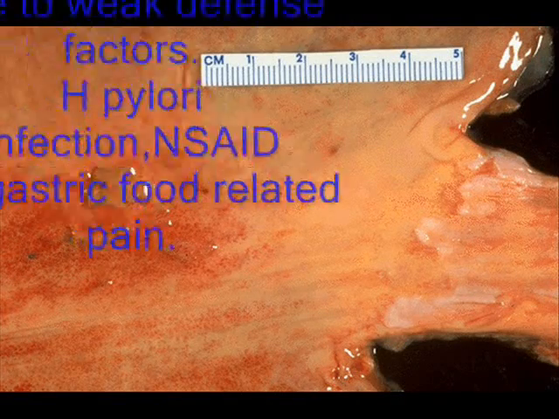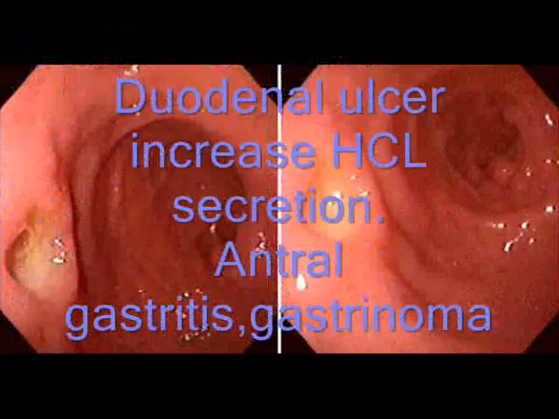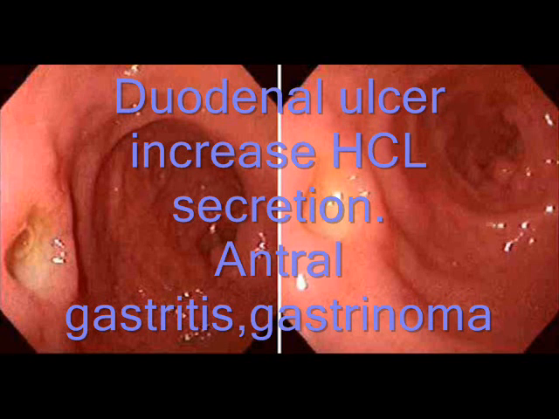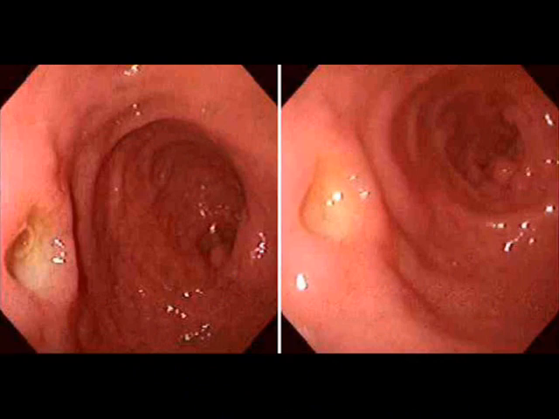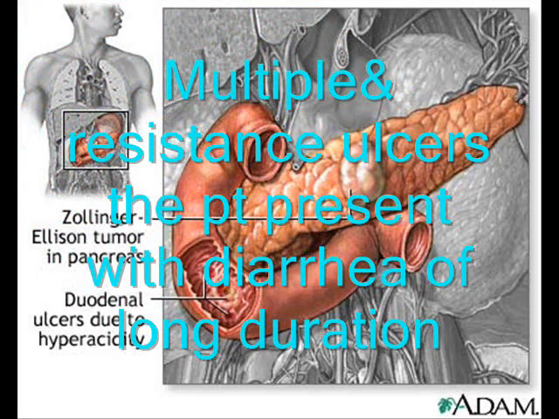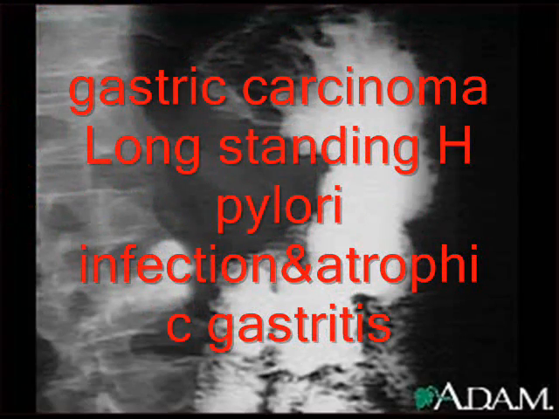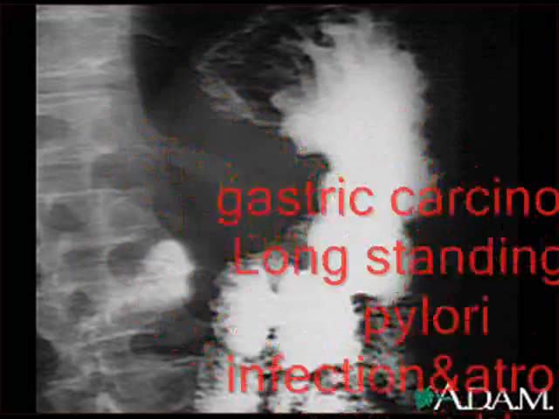H. pylori also may cause gastric ulcer, and the patient presents with epigastric and food-related pain. On the other hand, duodenal ulcer occurs due to increased HCl secretion, which occurs in enterogastritis and gastrinoma. The classic example of gastrinoma is Zollinger-Ellison syndrome. The tumor arises from the pancreas.